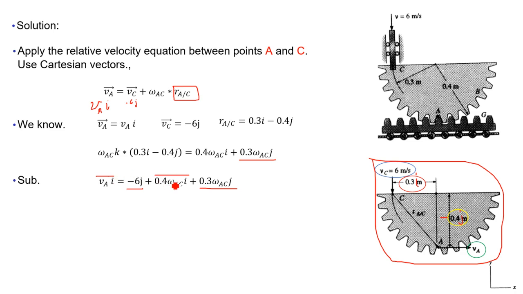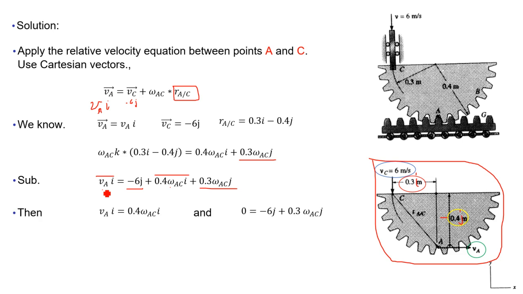Now I cannot start with the I because both are unknown, but I can say that the minus 0 minus 6 J plus 0.3 omega AC J, and rearrange the equation, and I will find the value for the omega AC. Then I will say that the VA I is equal to 0.4 omega AC I, and then I substitute the value of the omega AC, and I will find the velocity at the point A.